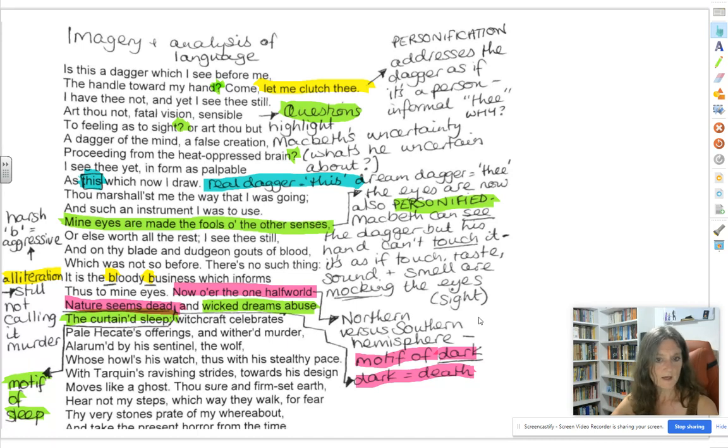Okay, so you probably want to pause and see if you can catch up with some of that annotation and then add in anything else that I've said that you want to before we look at the imagery and the language in the second half.